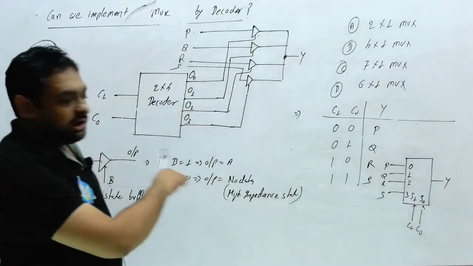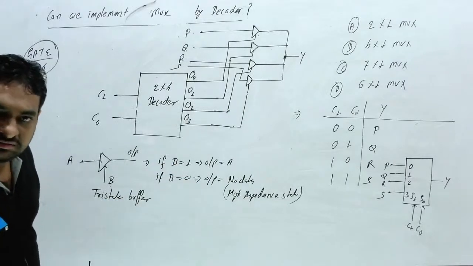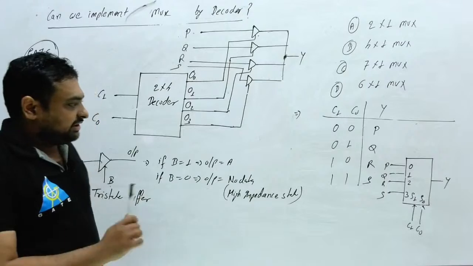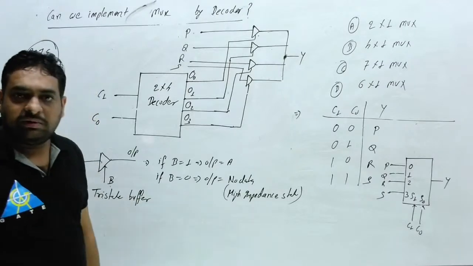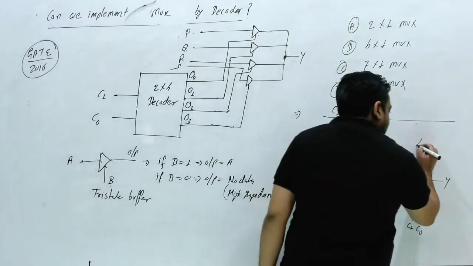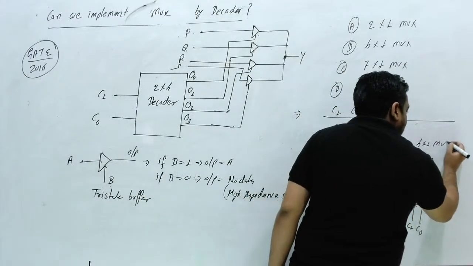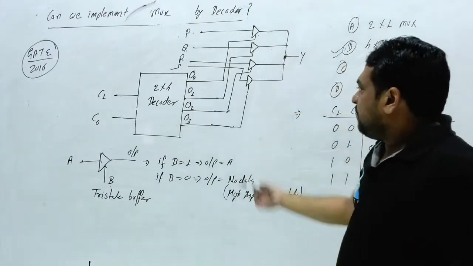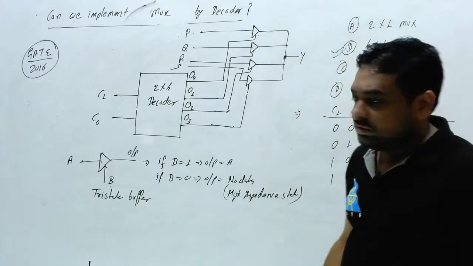Both circuits' outputs will be the same. You can check: if C1, C0 is 0 0, output will be P; 0 1, Q; 1 0, R; and 1 1, S. What is this circuit? 4 cross 1 multiplexer. This is nothing but a 4 cross 1 mux. So that is the answer: 4 cross 1 mux. This is a very good level of design question.